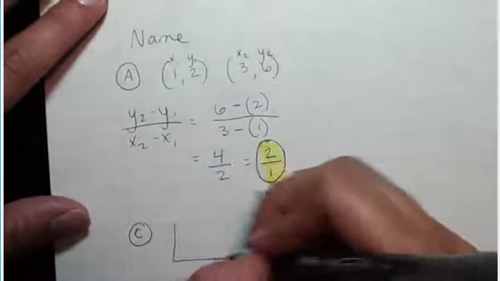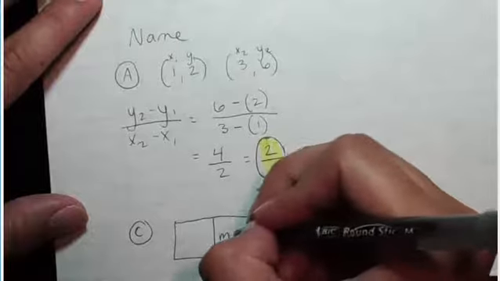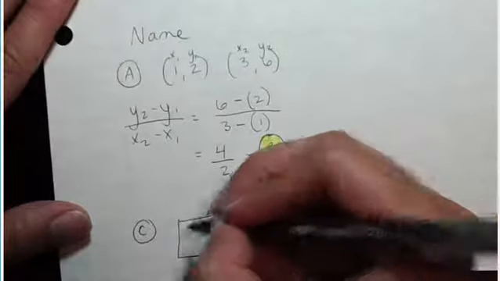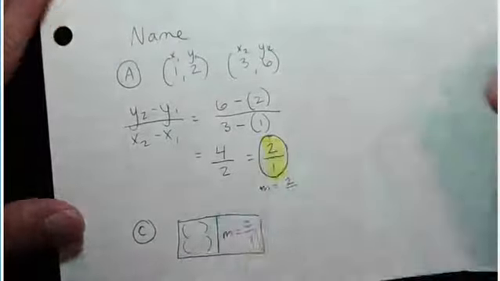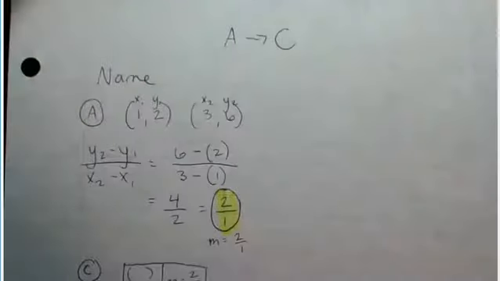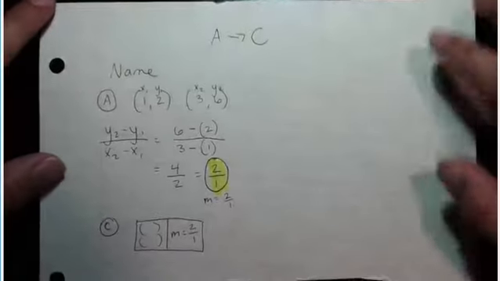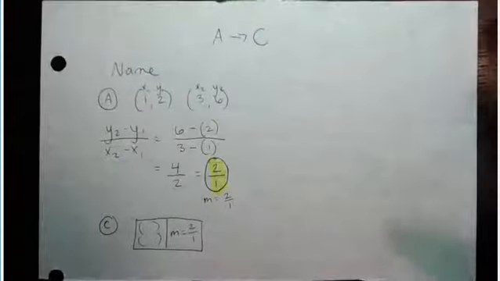So the card C would look like this, where m is equal to 2 over 1, and then it's going to give you 2 new points. Okay, this would be my next card. So far I have A goes to C. Okay, in the meantime, your partner might be doing other cards or might be working with you to solve it, but the order should be the same for every single group.